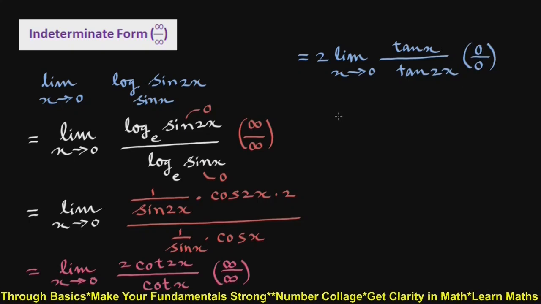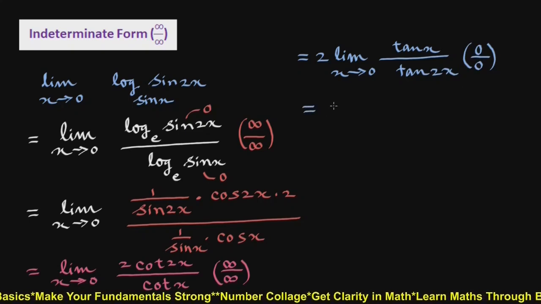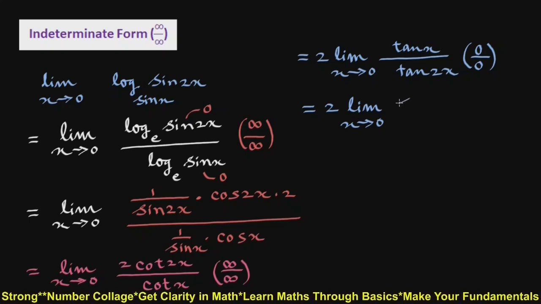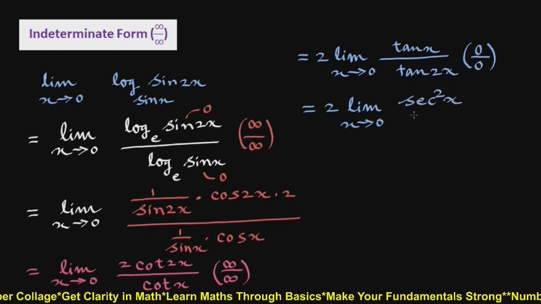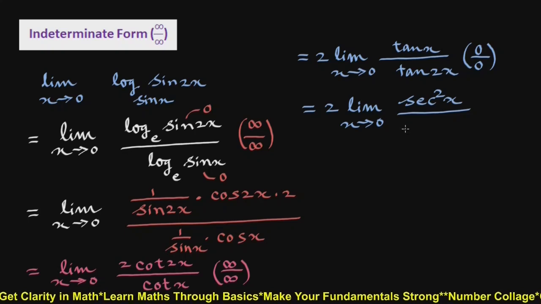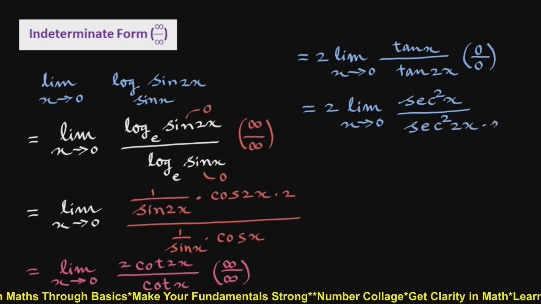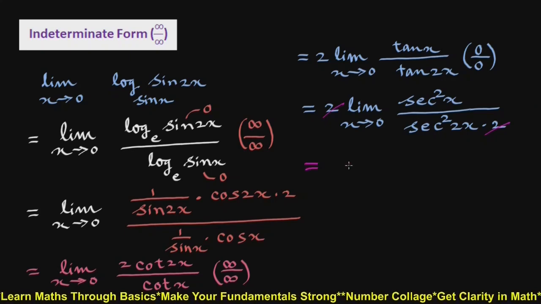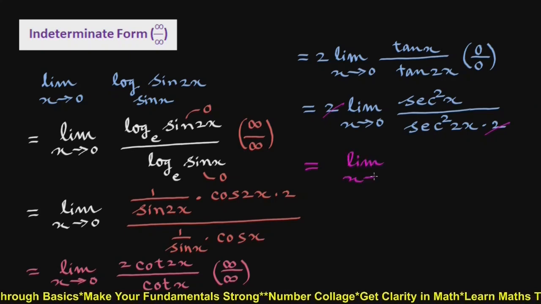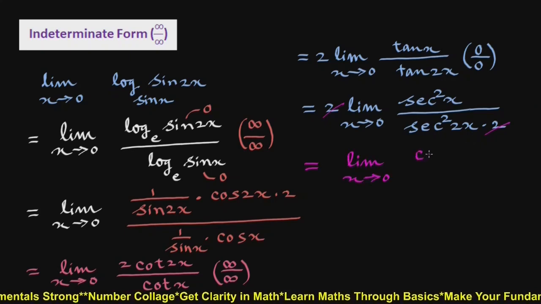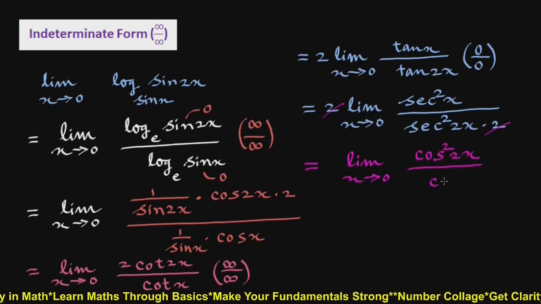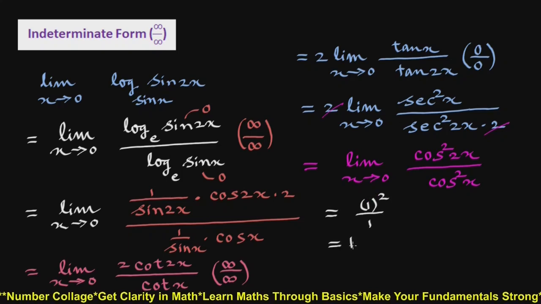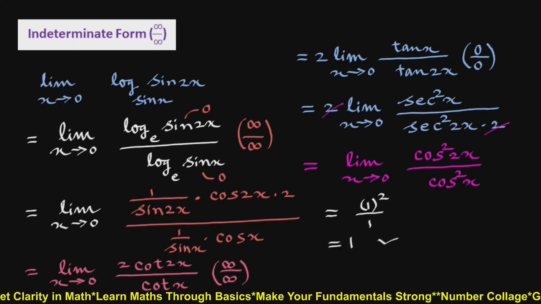We can apply L'Hopital's rule and it will be 2 limit x tends to 0 derivative of tan x, sec square x, upon derivative of tan 2x, sec square 2x into 2. This 2 cancels with this 2 and we have limit as x tends to 0 of cos square 2x upon cos square x. Taking limit, this will be 1 square upon 1, 1. So this is the value of the limit, 1.